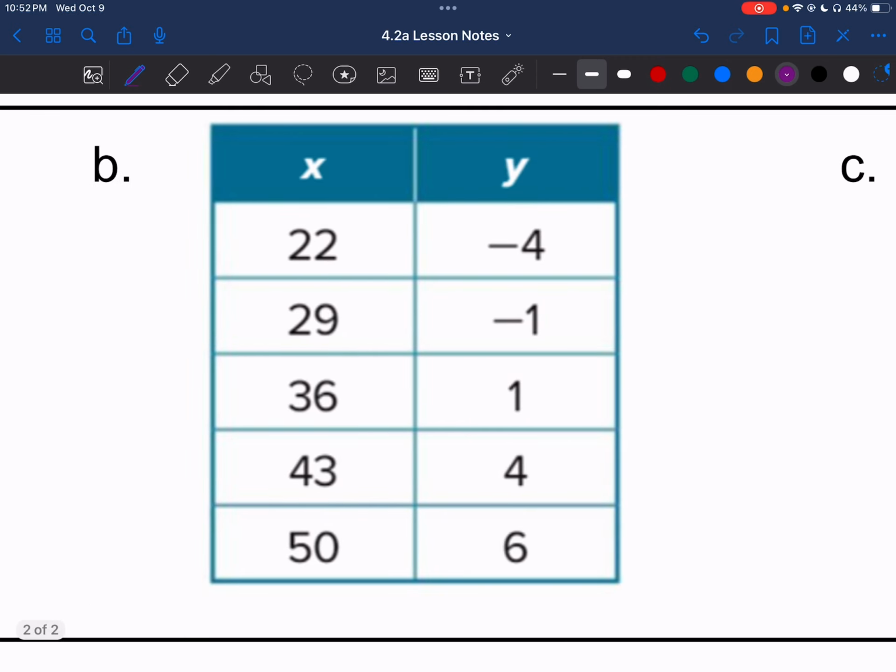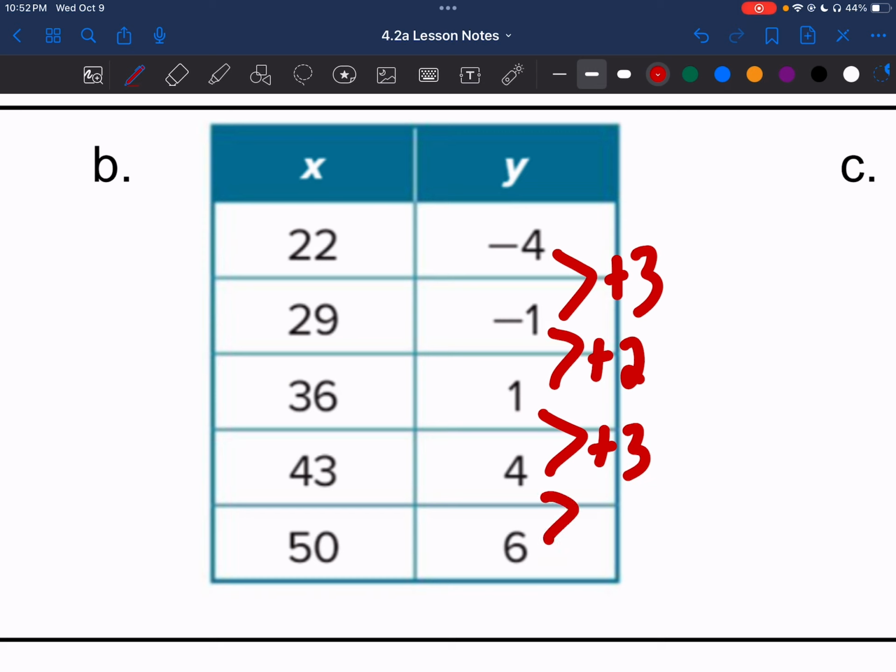Letter B, we're going from -4 to -3, so that's adding 3. -1 to 1, that's adding 2. 1 to 4, that's adding 3. 4 to 6, we're adding 2. Well, okay, this is a red flag. We do have different increases, different values of our y. Let's see if it's actually going to be a constant rate of change.